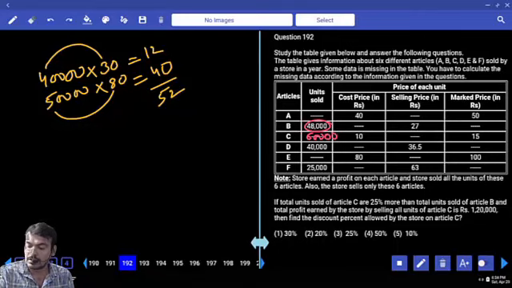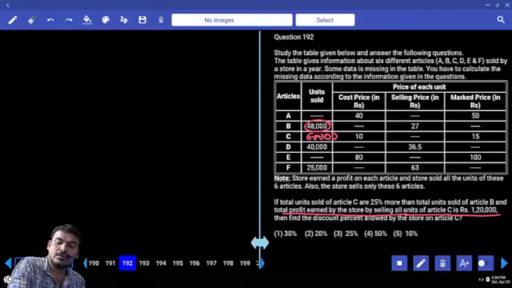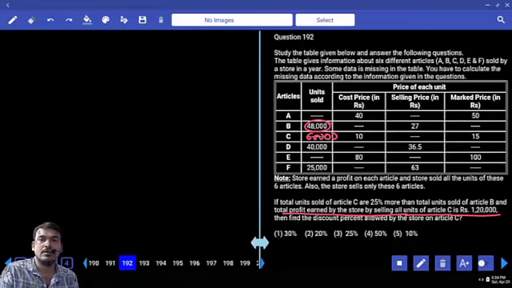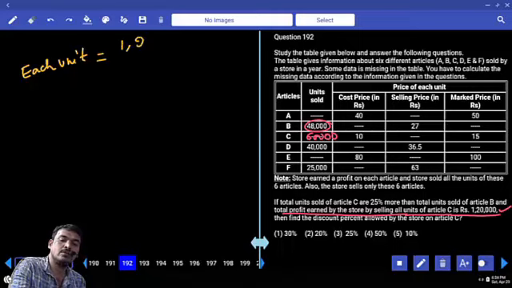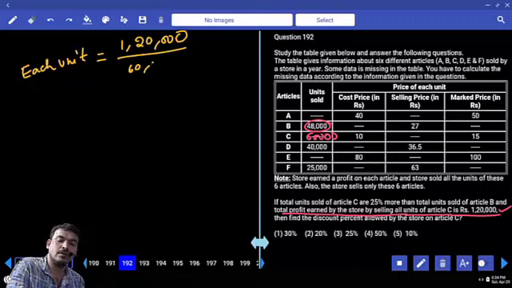60,000. And the total profit earned by the store by selling all the units of article C is how many rupees? 1,20,000. What is the total, how many units are sold? 60,000 units. What is the profit value? 1,20,000. Means each unit profit is how much? 1,20,000 divided by 60,000.